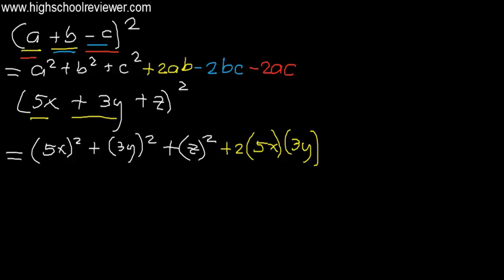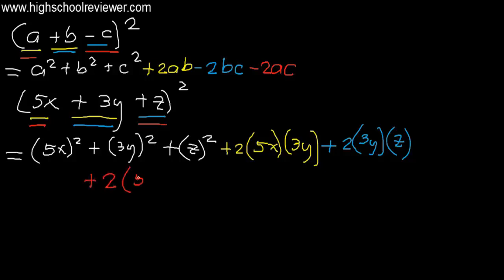Next, multiplied by 2 the second and the third term. Positive multiplied by positive, that is positive. And then we will have 2 multiplied by the second term 3y multiplied by third term z. And the last, we are going to multiply by 2 the first and the third term. Positive multiplied by positive, that is positive 2 multiplied by the first term 5x multiplied by the third term z. And then you simplify.